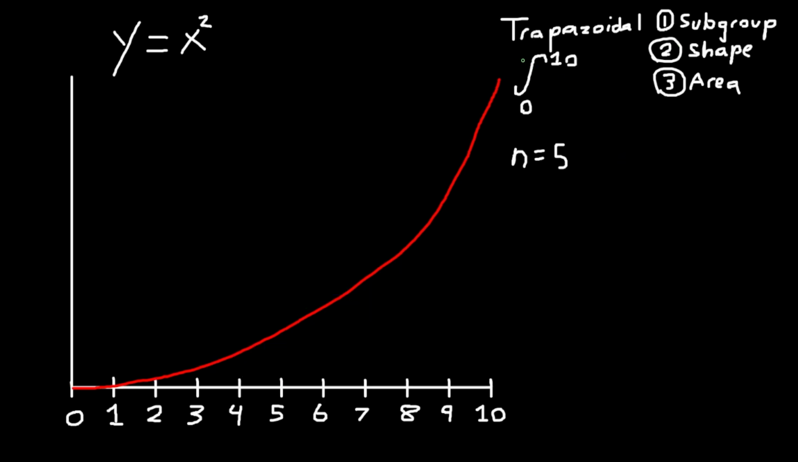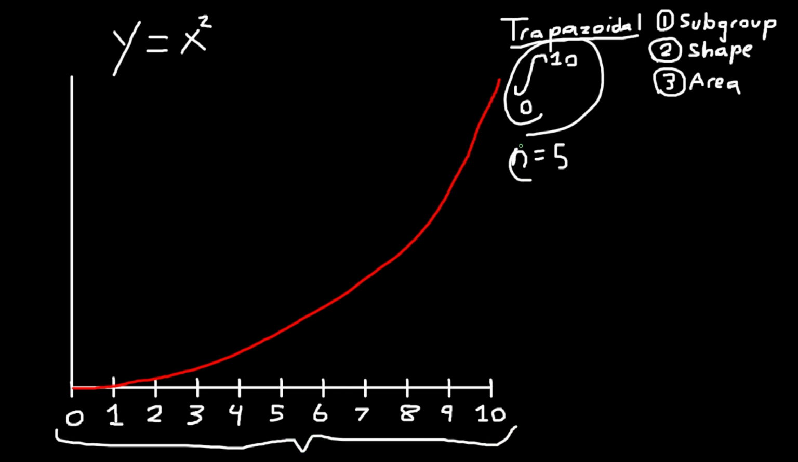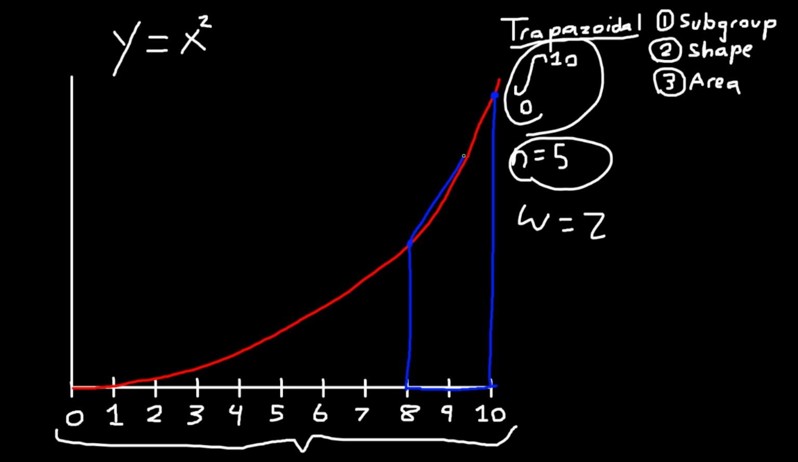Our final type of Riemann sum is a trapezoidal Riemann sum. For this, we're going to work across the entire interval of 0 to 10, and then we need 5 different subgroups. So each subgroup is going to have a width of 2. So let's look at our last subgroup, 8 to 10. For a trapezoidal Riemann sum, you go to the left and then come up until you hit the graph. But you're not going to come over and form your rectangle. Instead, you're going to come to the right of the graph where the 10 is, and then come up again until you hit the slope of the graph. And then you're going to connect the 2 points together. And then you're going to do the same for every other subgroup.